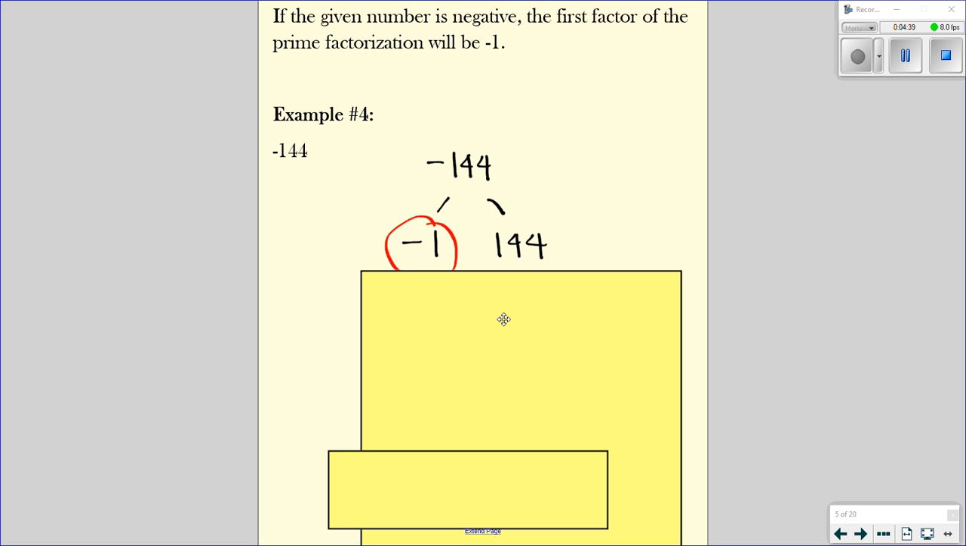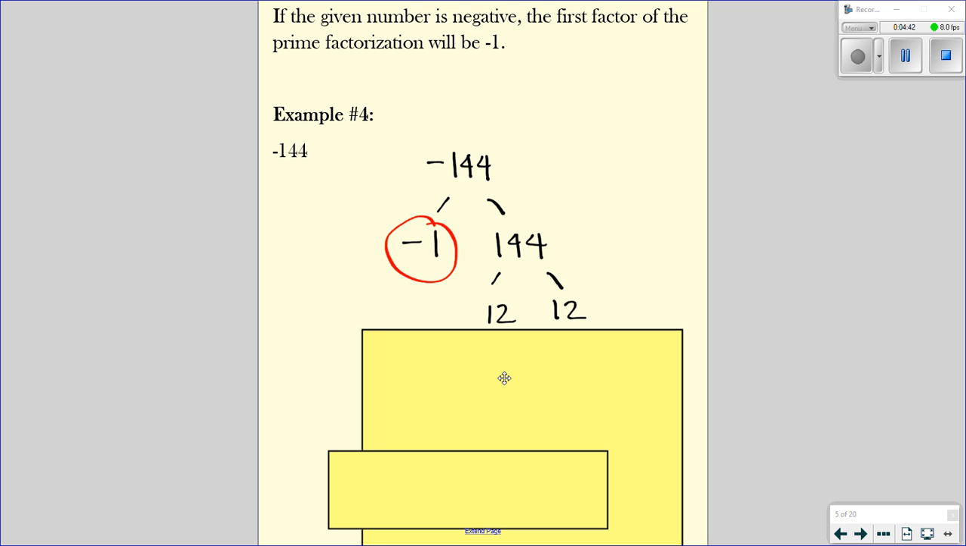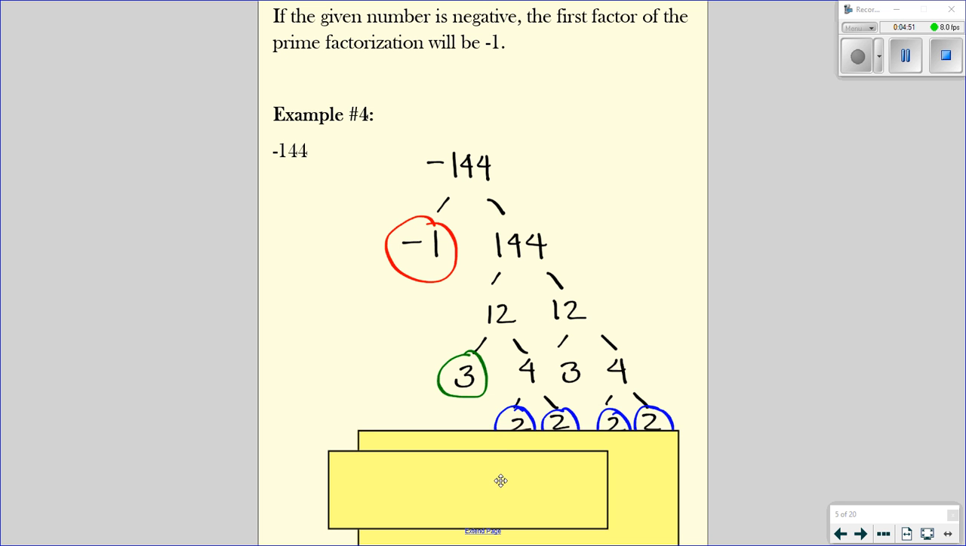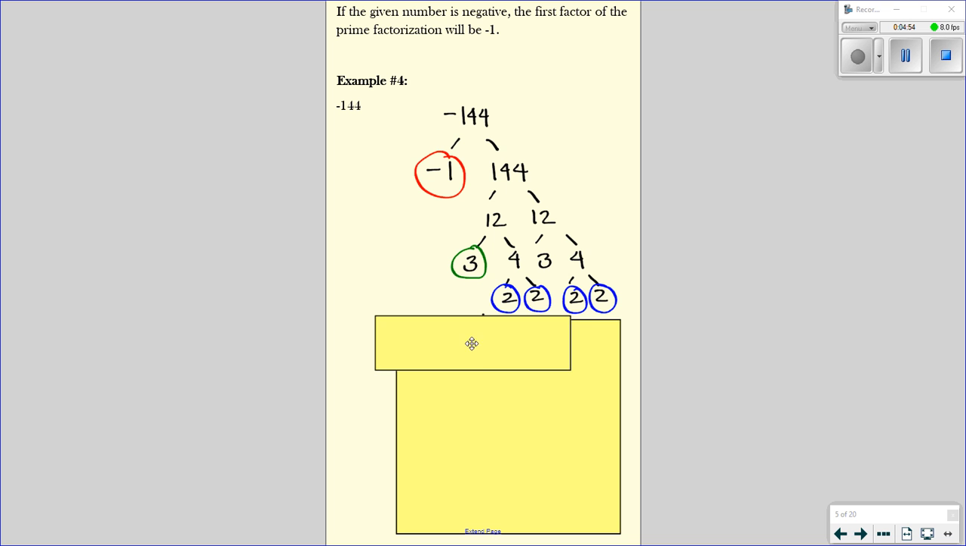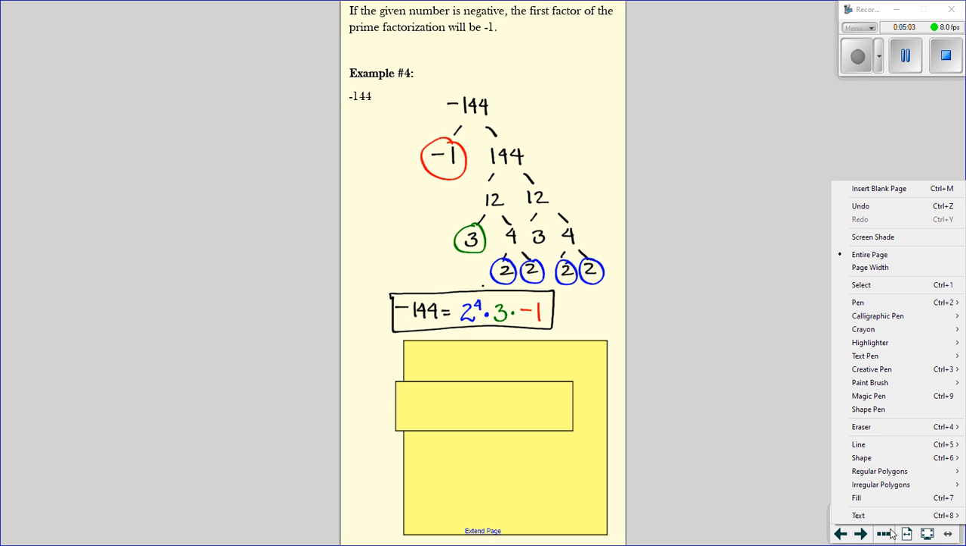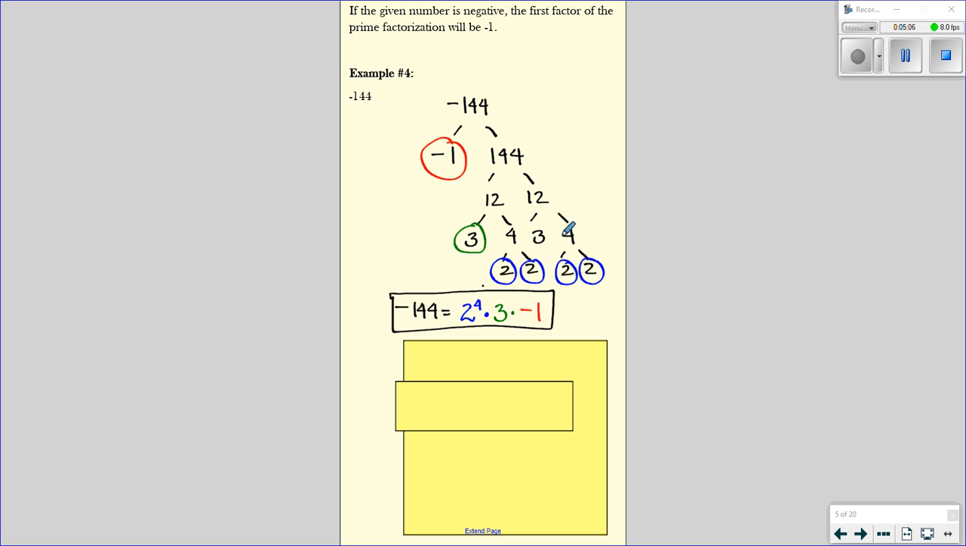Now we can go down to breaking down 144, which is 12 and 12. 12 and 12 can be broken down to 3 and 4. 4 can be broken down into 2 and 2. For this one, I made a mistake, so I'm going to fix that up. So this is also a prime number, and okay, there we go. So as you can see, you got 3, 3, that's prime. You got 4 2s, which is prime, and then we got the -1.